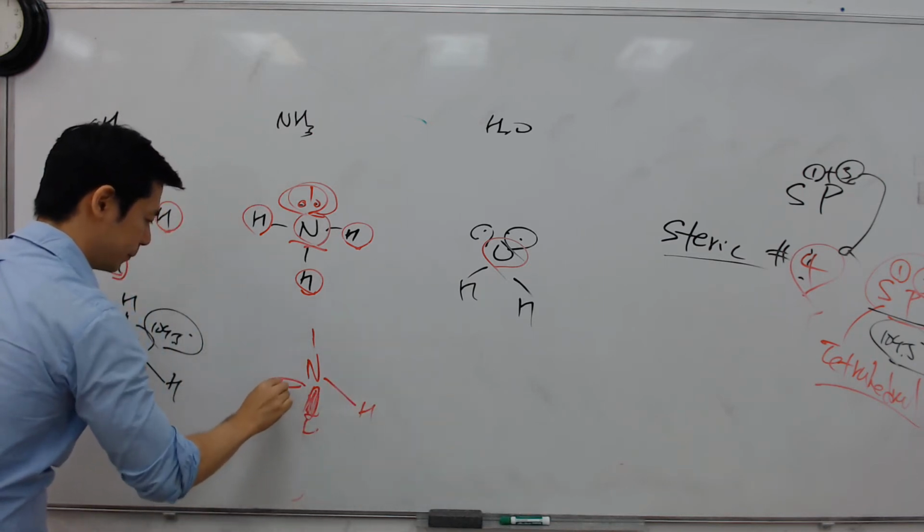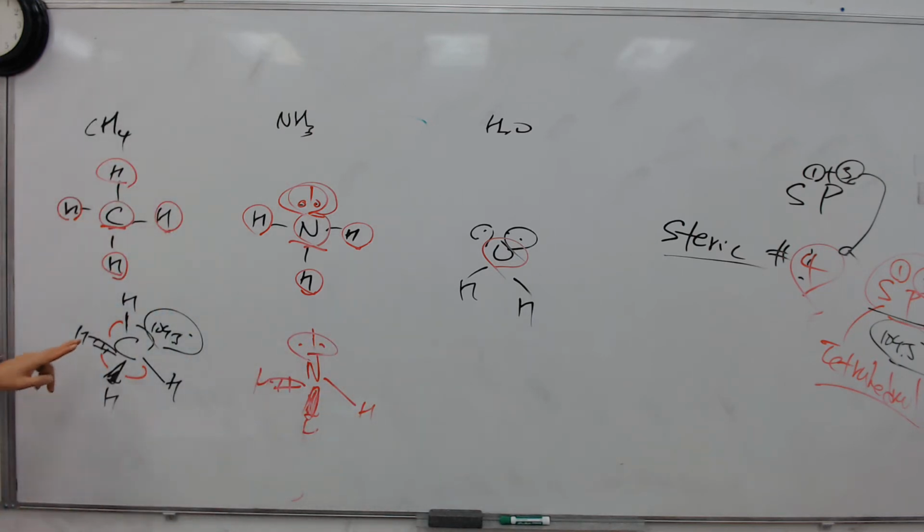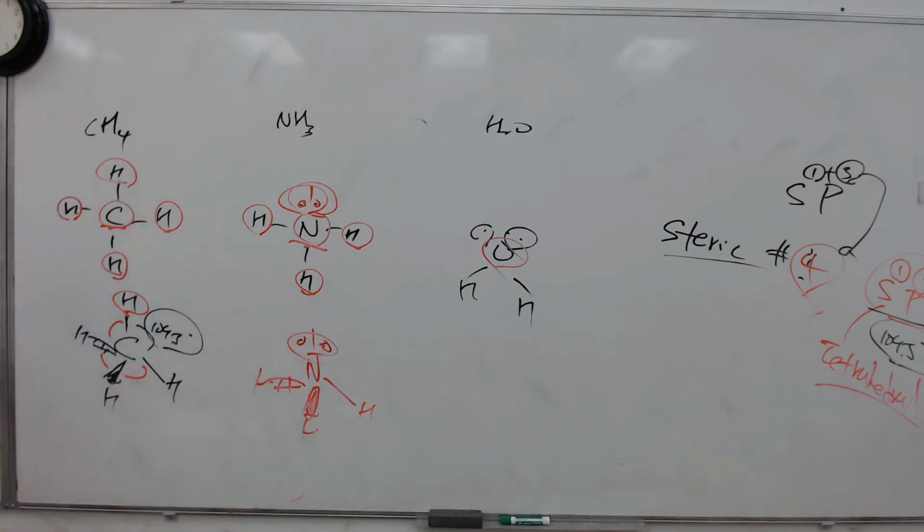This is what it looks like, and a lone pair. So all the difference is what, guys? They're exactly the same, except for what? This one is gone, replaced with the lone pair of electrons. That's the only difference here. You understand?